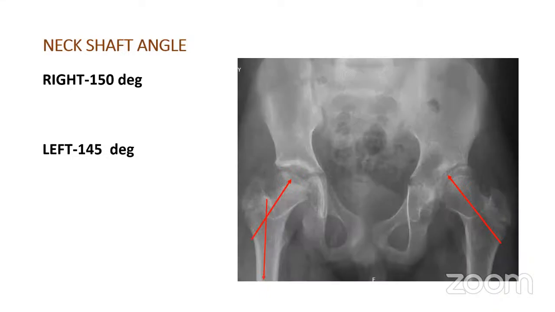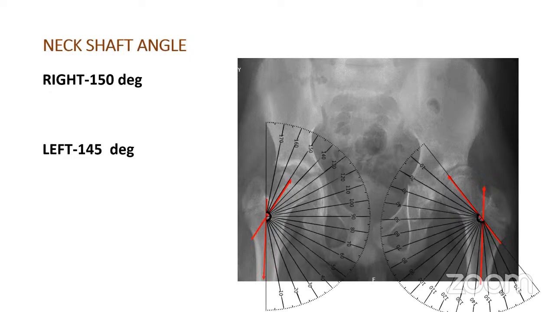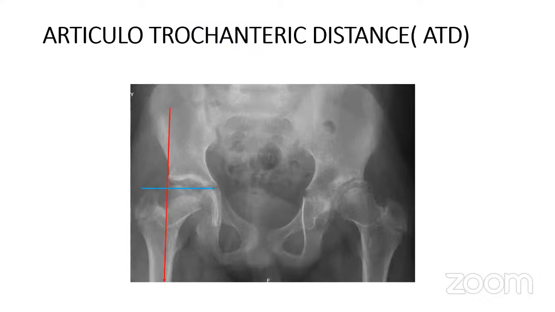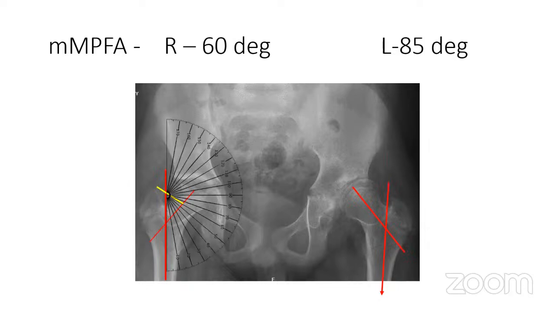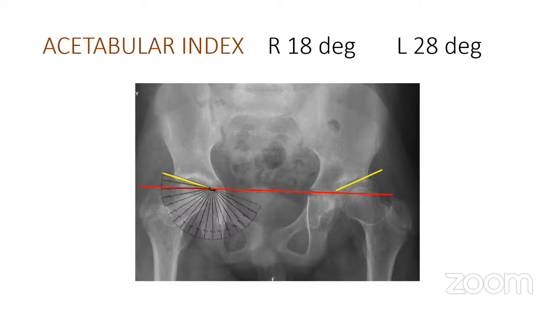On the X-ray, I started measuring the neck shaft angle. I got 150 degrees on the right side and 145 degrees on the left side. The articulotrochanteric distance is reduced on the right side. The medial proximal femoral angle, anatomical, is reduced on the right side, around 60 degrees, and on the left side around 85 degrees. The acetabular index is 18 degrees on the right side and 28 degrees on the left side.